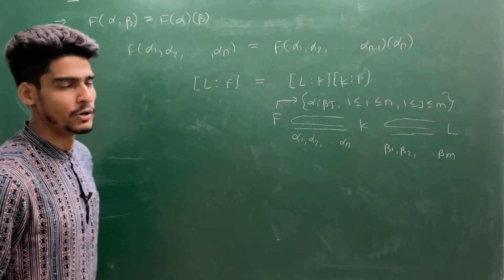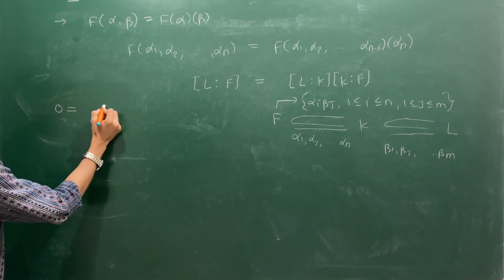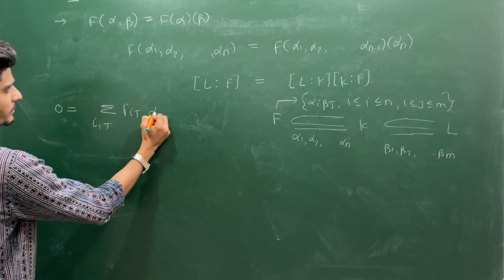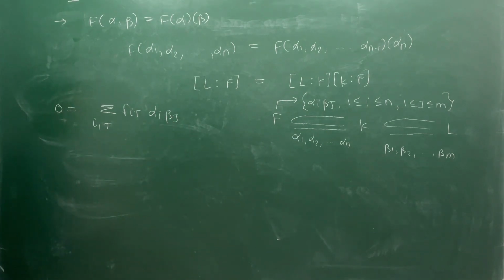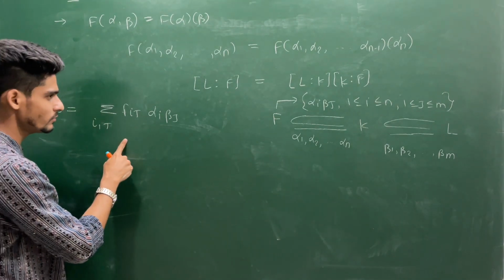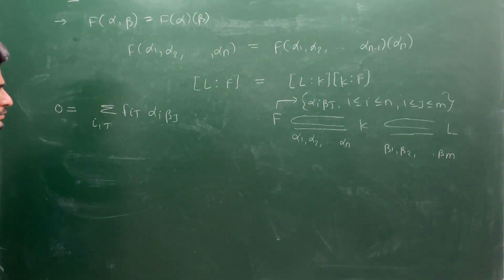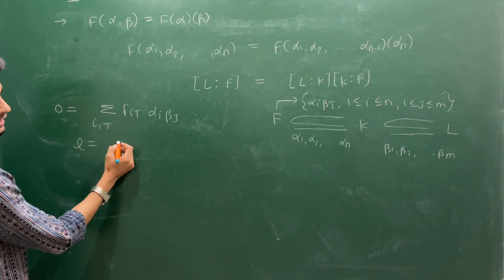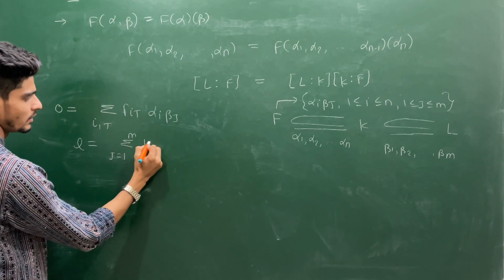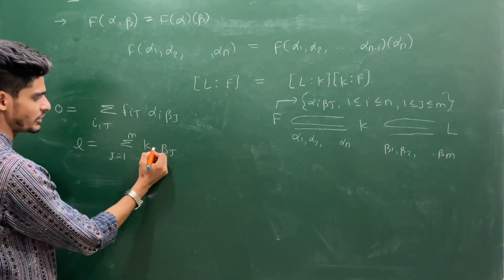You take the combination of 0 element over F. So suppose you are choosing this 0, a summation over i, j of f_ij alpha_i beta_j. What I need to show is that each f_ij is 0. How am I getting my f_ij? Because for each l here, first I wrote this: each l can be written as a summation, j running from 1 to m, of some k_j and beta_j.